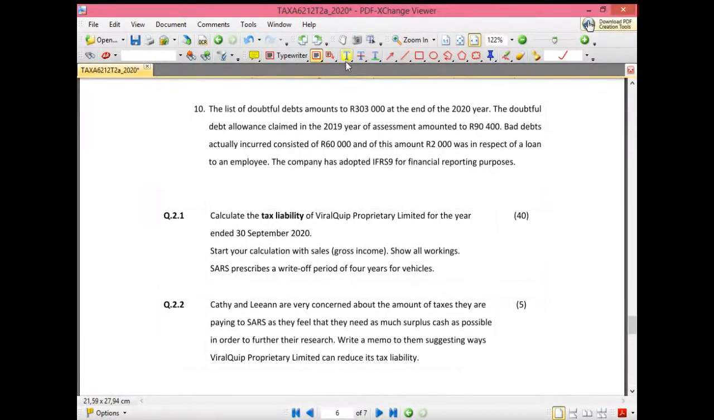The first part of the question asks you to calculate the tax liability for Viral Quip Pty Limited for the year ended 30th of September. That means our year runs from 1 October 2019 up to 30 September 2020. I like to write the year ends in the question to help me see whether an item is a prepayment or relates to a prior tax period, so that I don't include it.